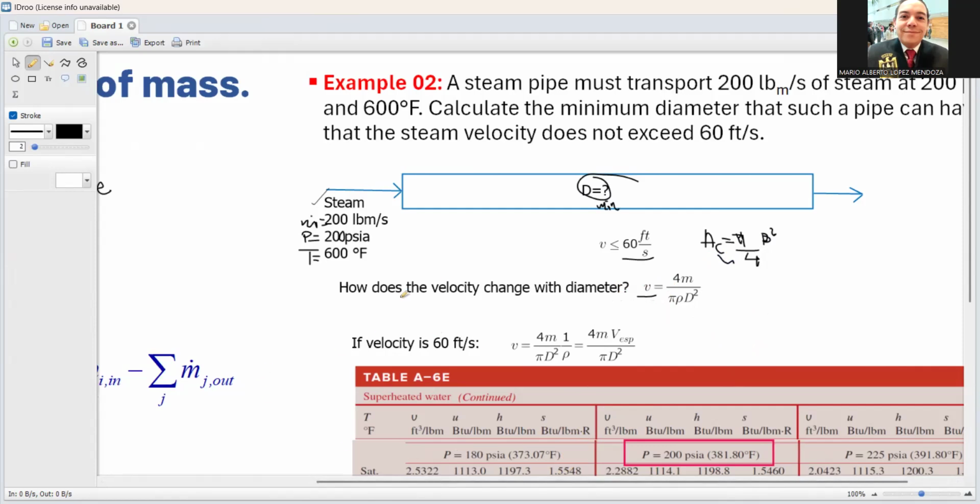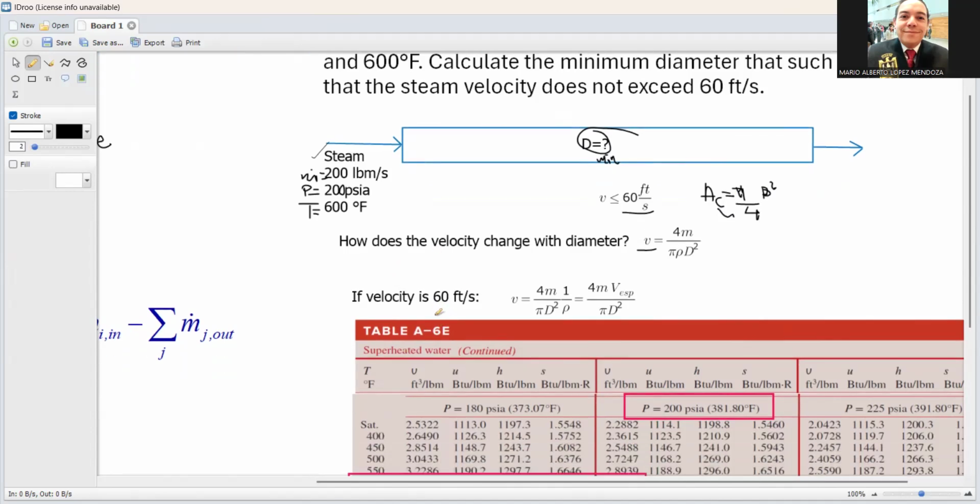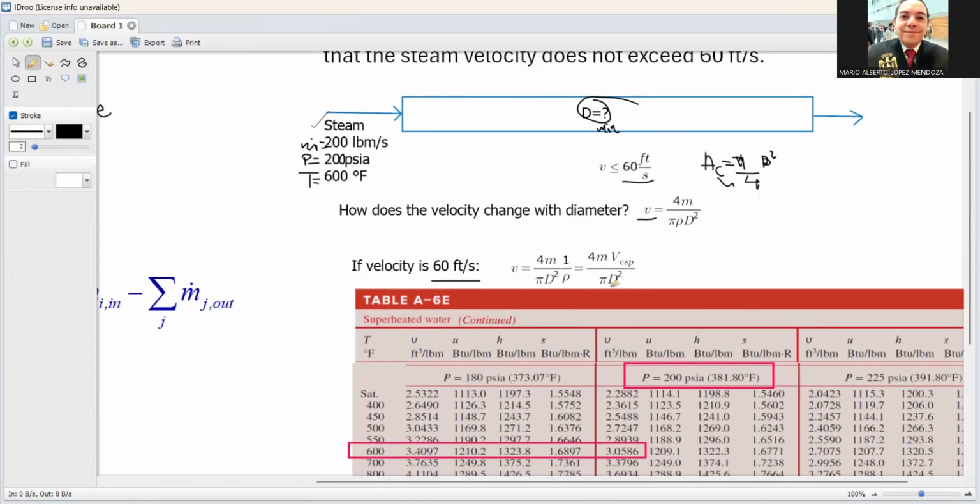So let's start supposing that the velocity has the highest possible value, that is 60 feet per second. In this case, I can take this equation to estimate the diameter required, or the diameter that it must have in order to get this velocity in the fluid. If you see from this equation, the velocity of the steam will depend on the mass flow rate, on the density of the steam, and the diameter of the pipe.